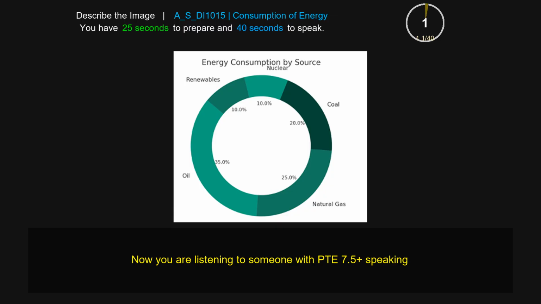The pie chart shows information about energy consumption by source. It can be clearly seen that there are different factors such as renewables, nuclear, coal, natural gas, and oil. Also, there are different percentages in this image such as 10.0, 10.0, 20.0, 25.0, and 35.0. Also, there are different colors such as red, blue, black, and white. The highest area is covered by oil and the lowest area is covered by coal. Overall, the image is very interesting and gives us information about consumption of energy.